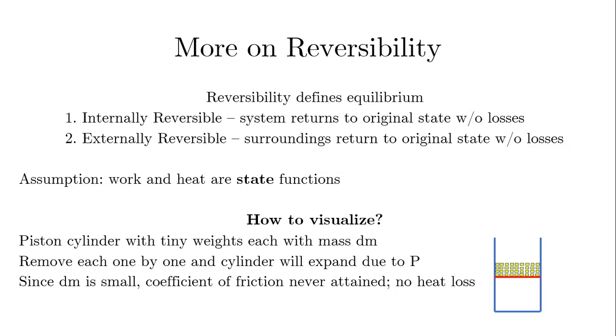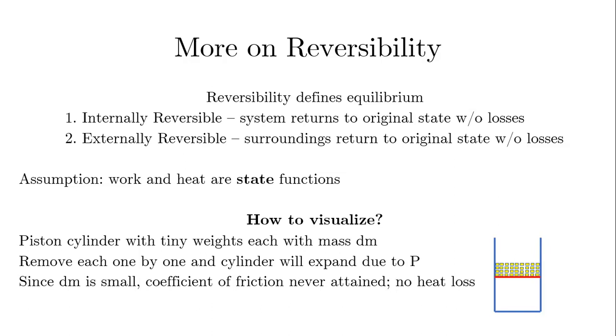So in internal reversibility, that means that the system doesn't have any dispersive effects. Okay, so there's no heat loss within the system. And external reversibility imposes the same thing on the surroundings, and a total reversible process has both built in. Okay, for any of those, we're assuming that work and heat are state functions. And so if you remember, we use the lowercase delta to denote the change in Q and the change in W, and that was because they are not state functions.